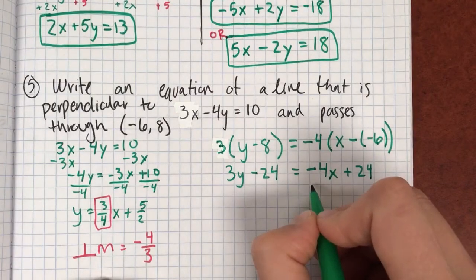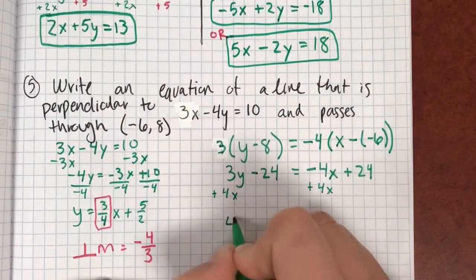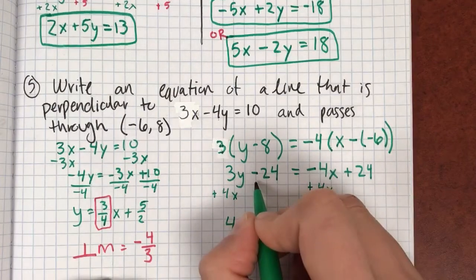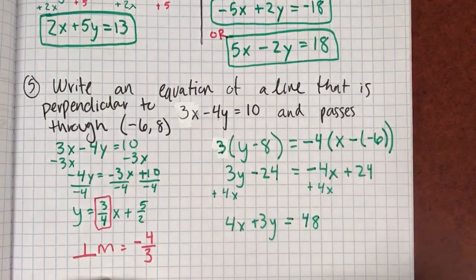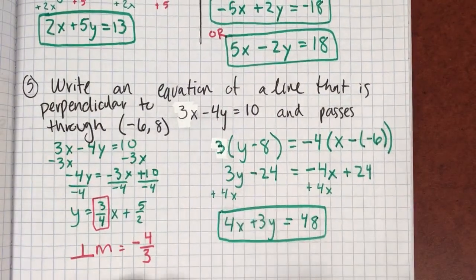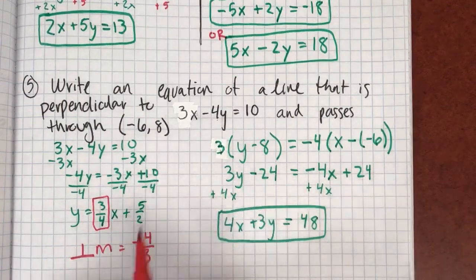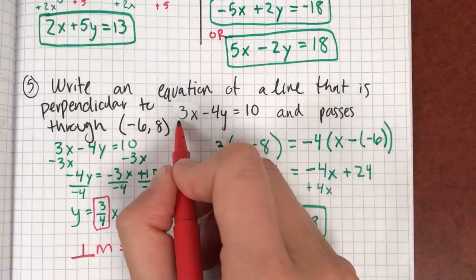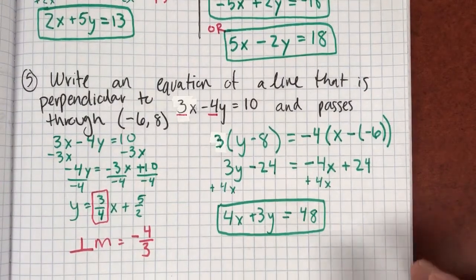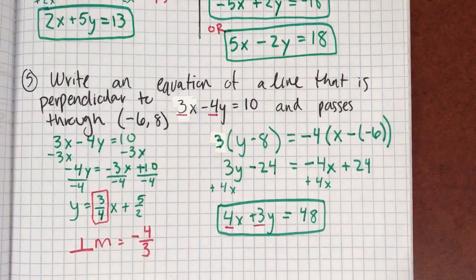And I'm going to add my 4x over. So I've got 4x plus 3y equals 48. All right. And again, another little trick is when we find perpendicular, we just kind of flip-flop our coefficients in front of our standard form equation, okay? So that's what happens with those coefficients.